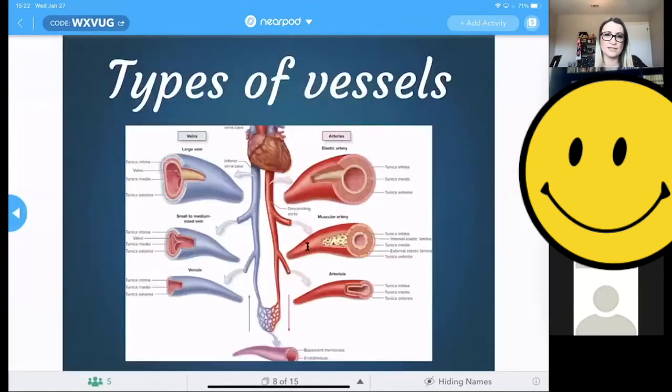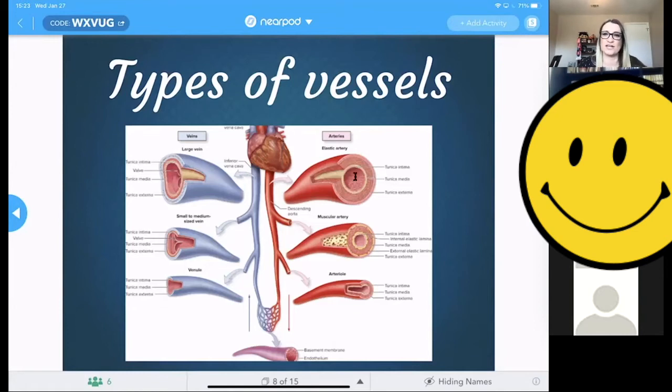So let's talk about the types of vessels, okay? So, the types of arteries and types of veins. There are different types of arteries and veins. We just mentioned the different types of vessels, but now we're looking at the group of arteries and the group of veins, and we can distinguish them based on size, and they're also going to differ in their layers. These different types of arteries actually have specific names. With veins, veins are kind of boring. So it's just large veins, small to medium size, and venules are the smallest ones. But arteries actually do have names.